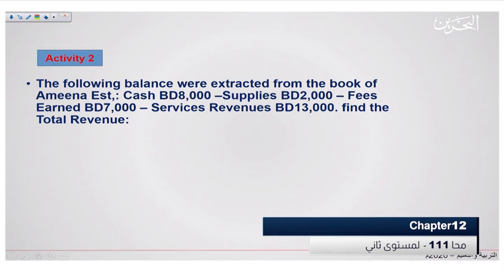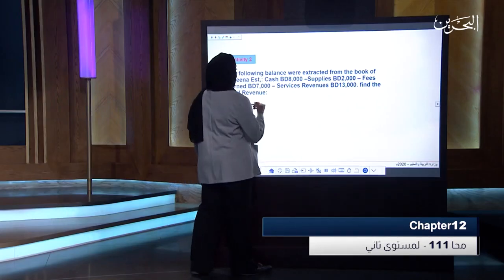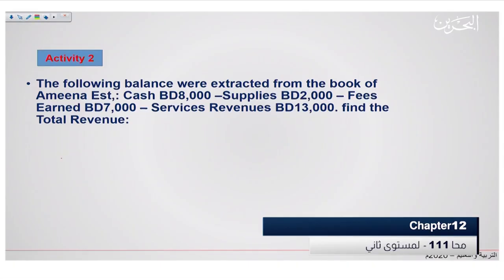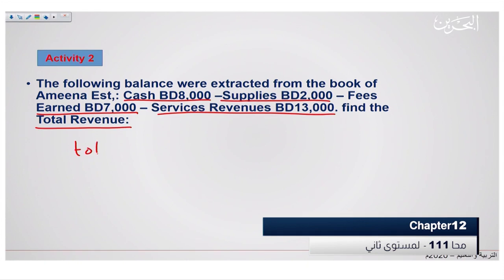Next activity is mix assets with revenues, but what they want is the total revenue. So we will read it all together. Following balances were extracted from the book of Amina. We have cash 8,000 BD, supplies 2,000, fees earned 7,000, service revenue 13,000, and they want us to find the total revenue.